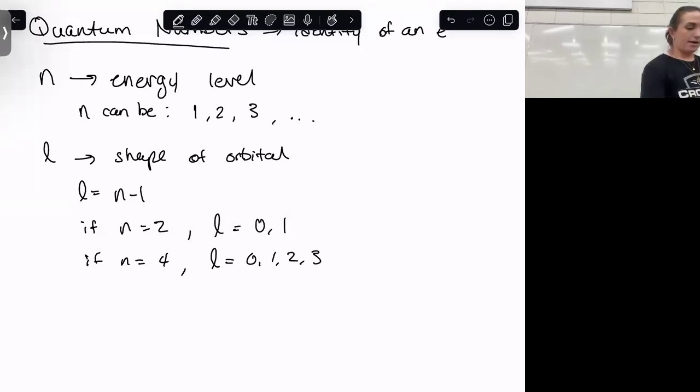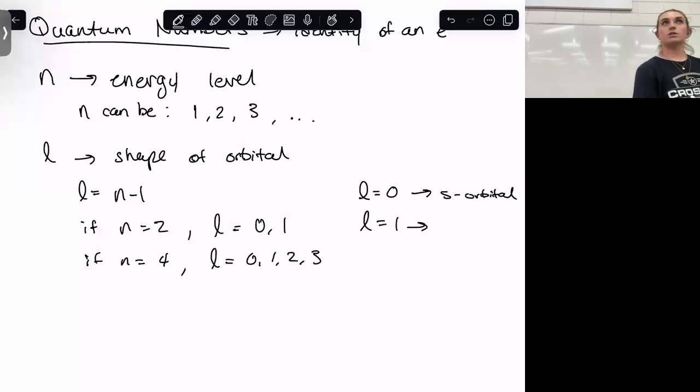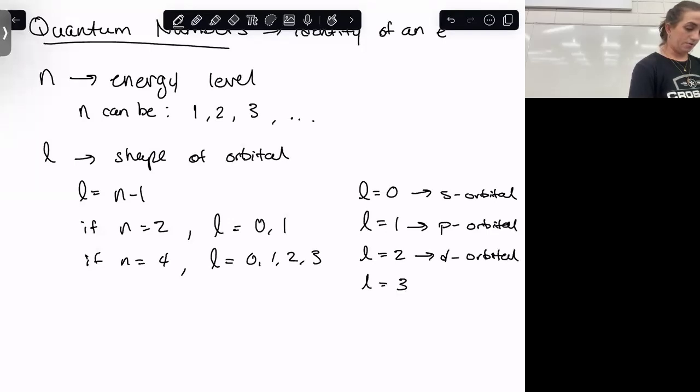So if L equals 0, what shape do we have? This is going to be a sphere, and what do we call that? What letter do we give that sphere? This is an s orbital. Okay. If L equals 1, what is this one? This is the p orbital. If L equals 2, d. And if L equals 3, good.